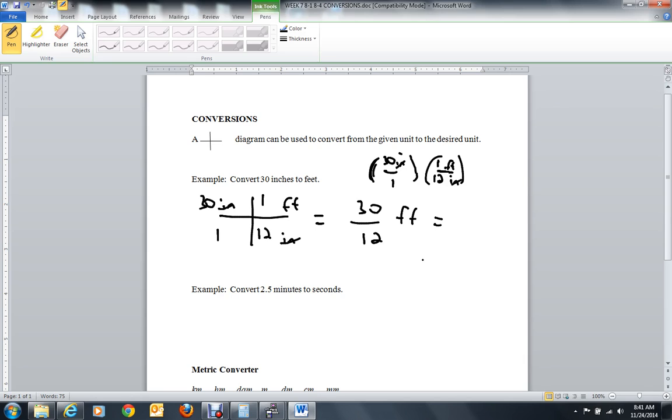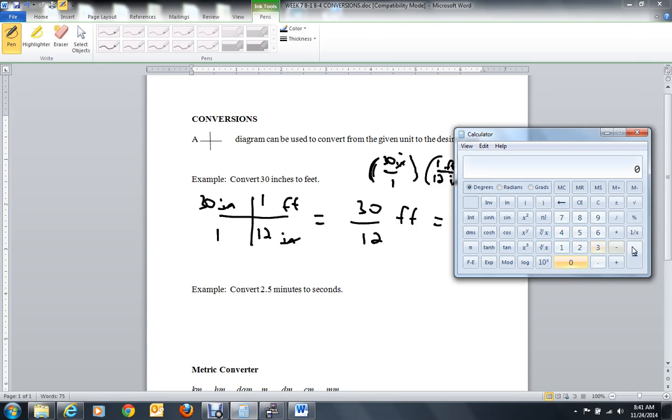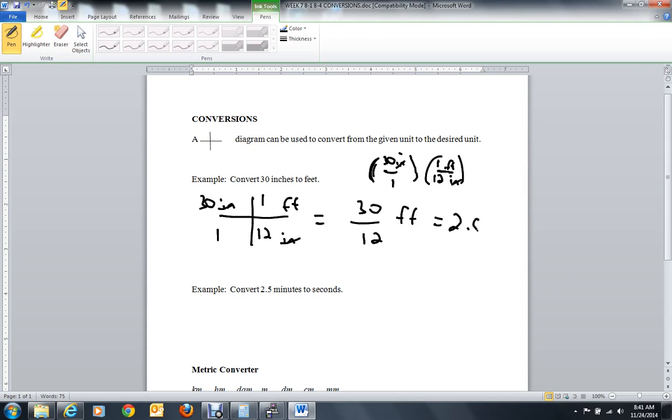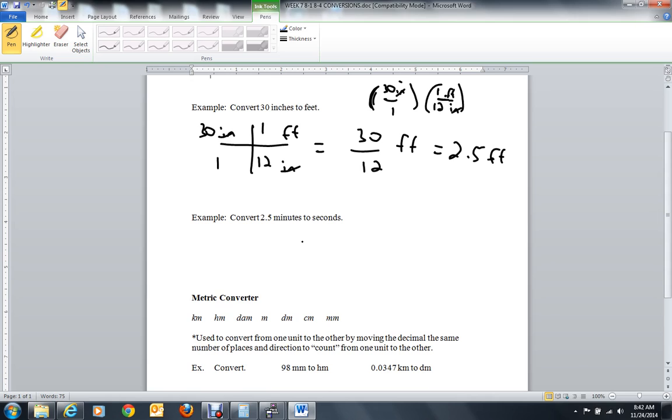And now what we're going to do is reduce the 30 over 12 as a fraction, but I think you're probably better off if you use a decimal. So let's just type in 30 divided by 12, and we better get 2.5. Yes, we do. So 2.5 feet is the answer. And you probably already knew that anyway, but I'm just showing you how to do this with the proper technique. Because sometimes you may have units that you don't understand, or may not know how they relate.